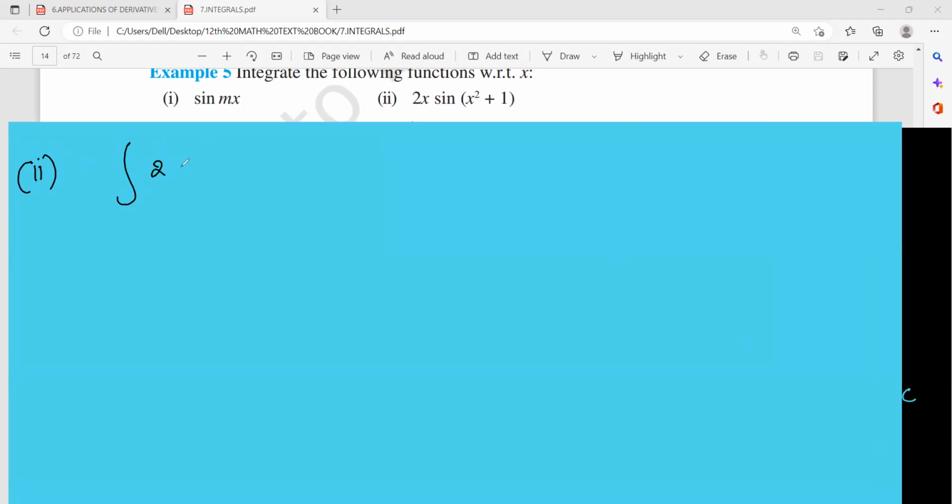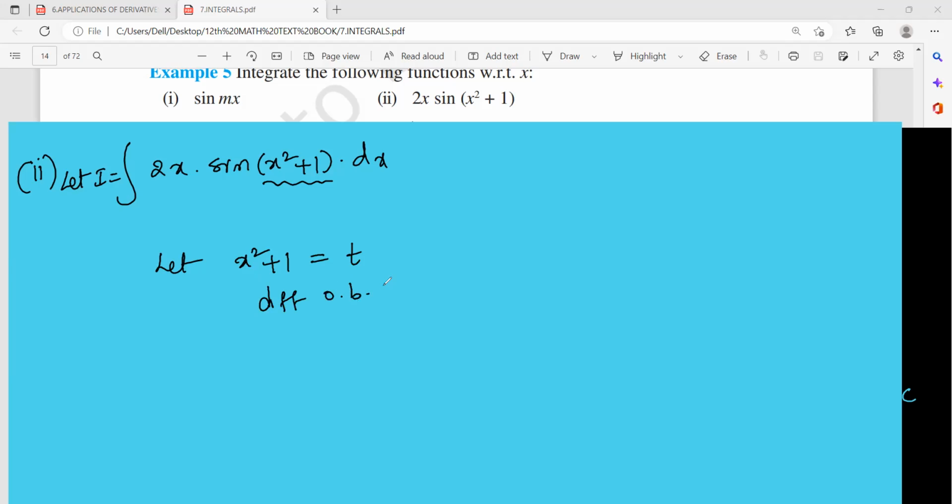The integration of 2x sin(x squared plus 1) dx. This is the question. Let it be I, the integration. What you should do is take x squared plus 1 as t. Then differentiate on both sides, and you get 2x equals dt by dx. The dx you can bring to this side: 2x dx equals dt. This is the substitution.